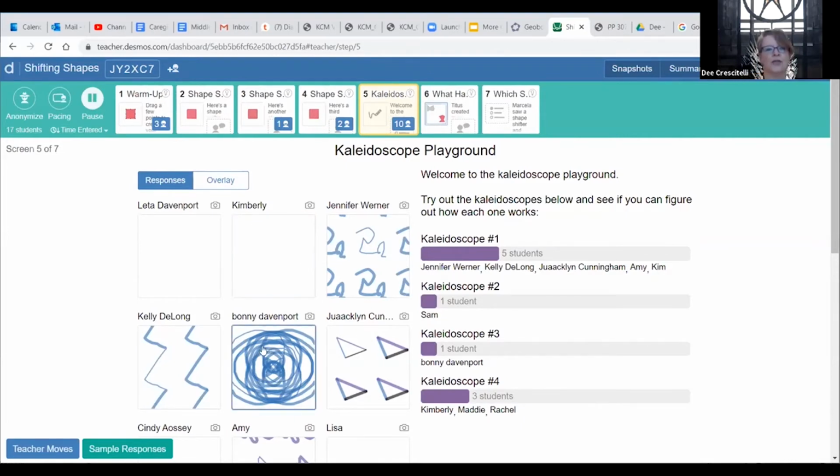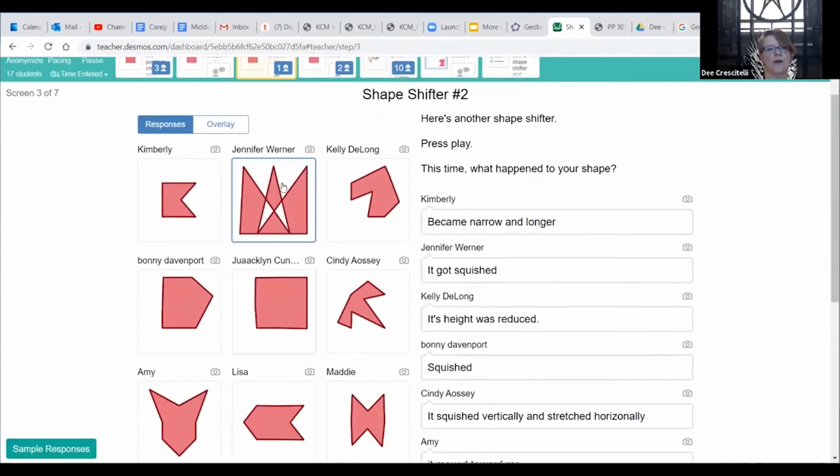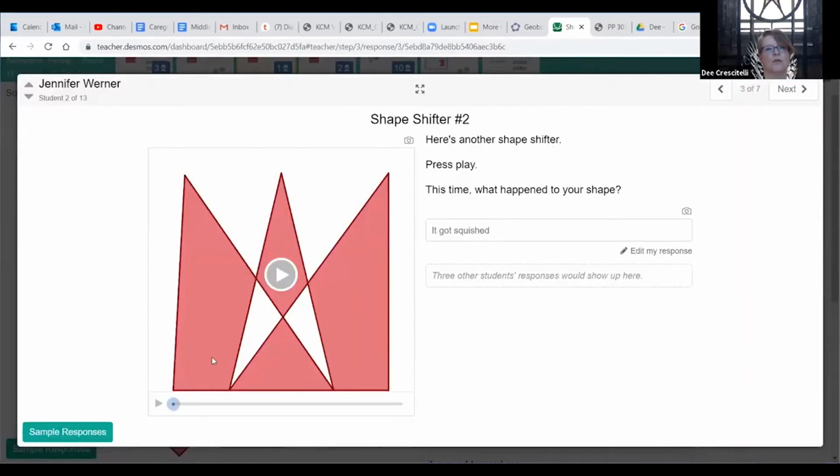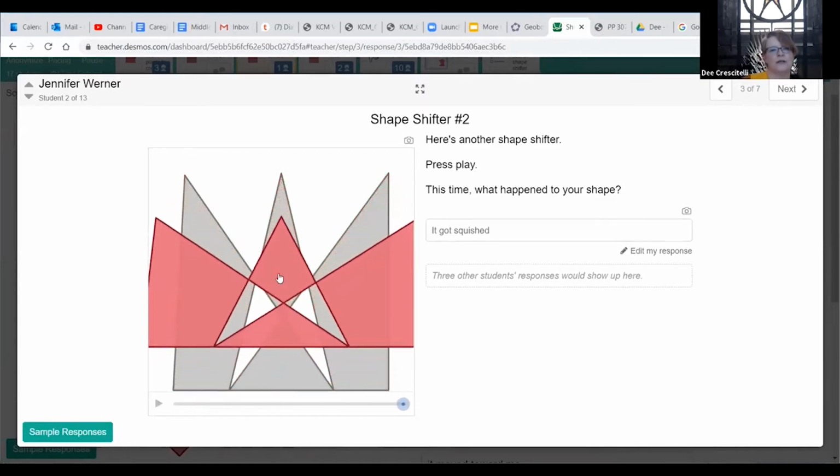One of the things I can do is take a picture of something. If I wanted to snapshot what Jennifer did, I can snapshot that and pull it into something else so we can have a different conversation about that. But looking at what Jennifer did in this one is pretty interesting, right? And so you can have a conversation with a whole class or a small group of kids about exactly what happened to this shape, what happened, right? So let's talk about this one. What happened in this shape?